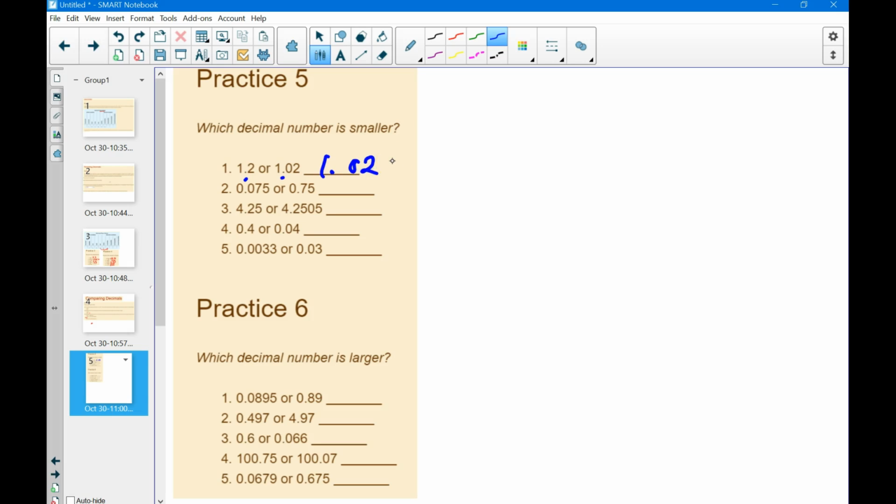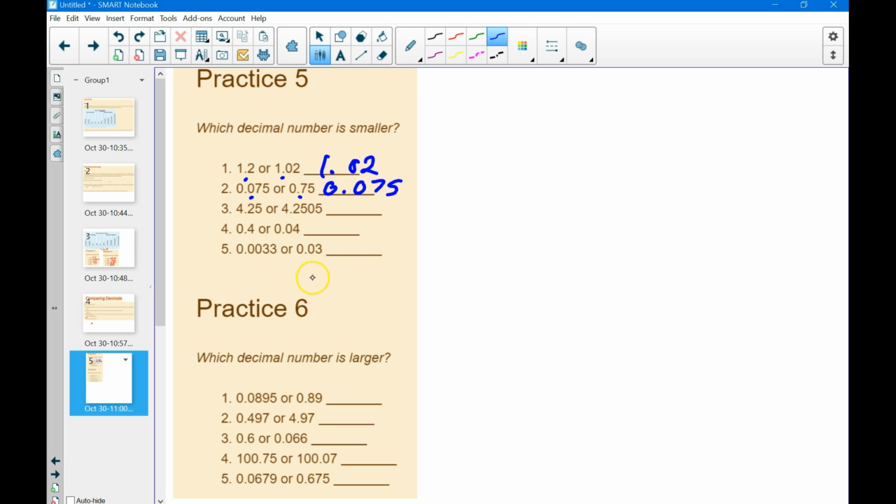The next one, we have 0.075 and we have 0.75. So the first number after the decimal is 0 here, and here it's a 7. So 0.075 is the smaller number.